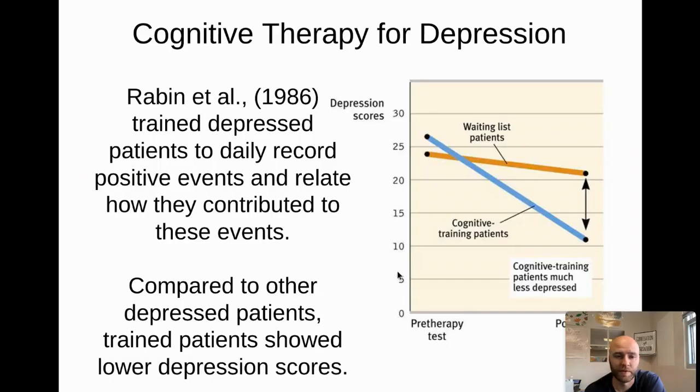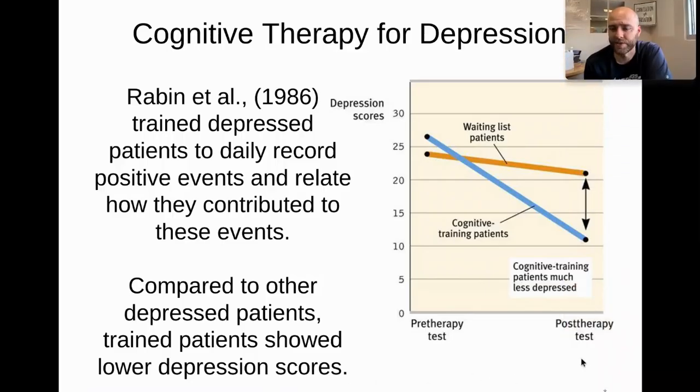But this is very beneficial, right? So in 1986, they did train some depressed patients to record positive events in their day-to-day life and relate how they contributed to these events. So they're trying to frame the events in their life positively instead of negatively and how they played a role in those positive events. So compared to other depressed patients, the control group, the trained patients showed lower depression scores after training. And you can see that here in the graph, right?